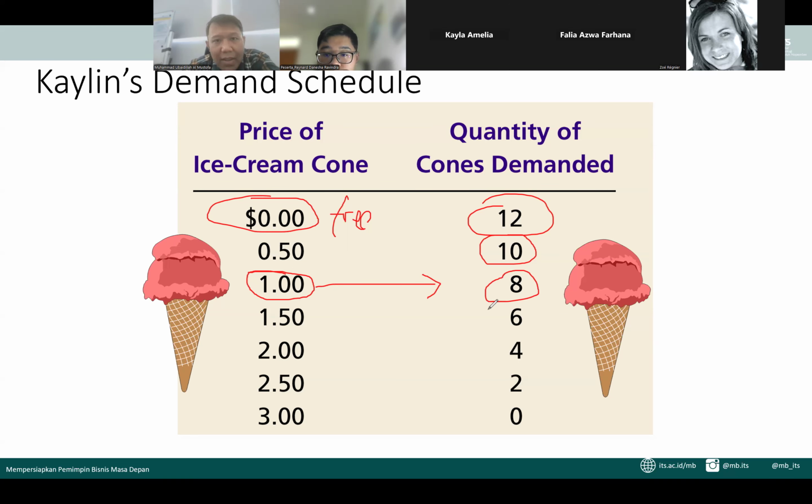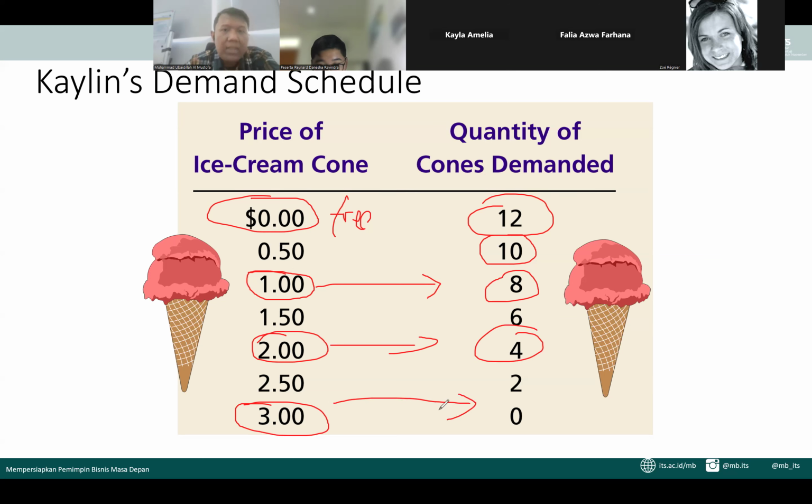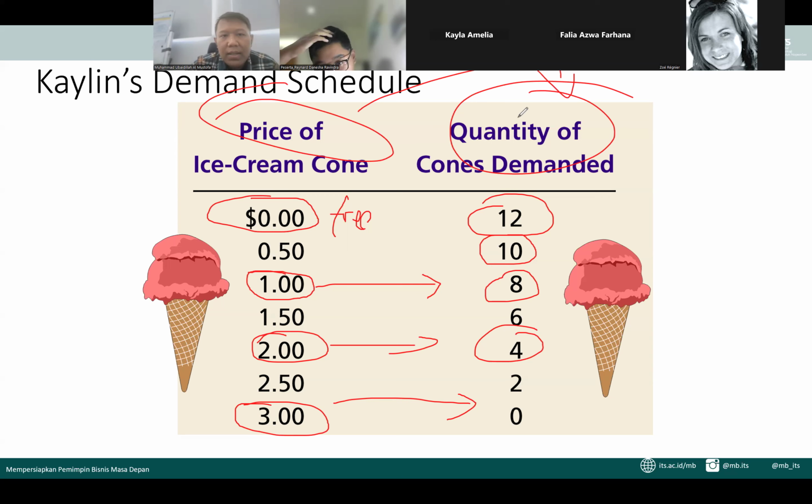If the price increases to $2, she is only willing and able to buy 4. And if the price of ice cream is 3, she is not willing and not able to buy ice cream. So it shows you the relationship between the price and the quantity.